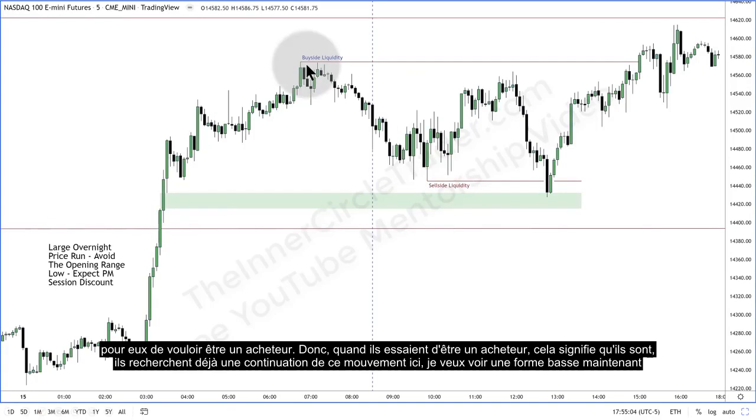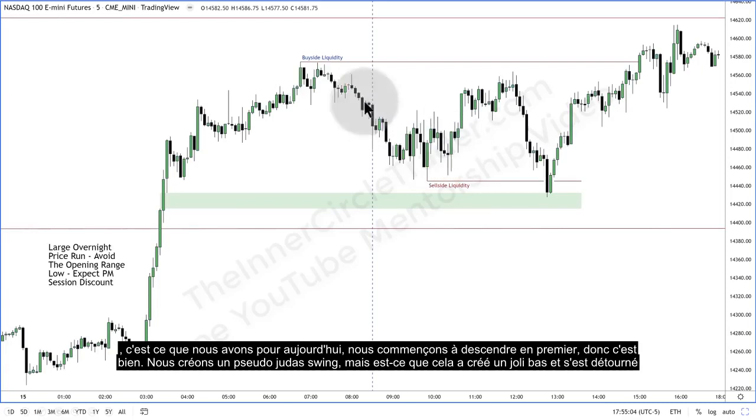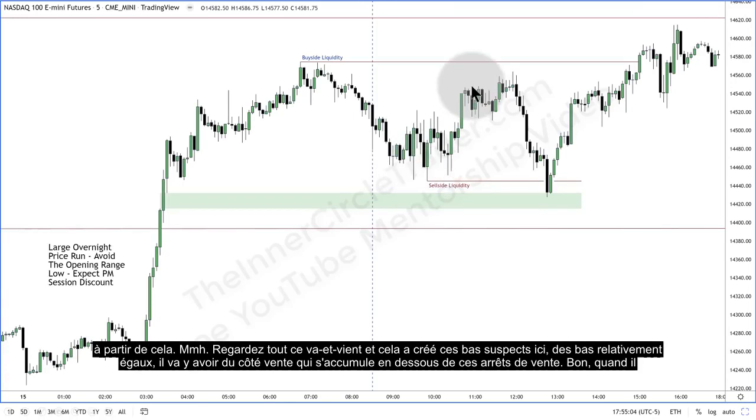I want to see a low form. Now, this is what we have for today. We start going lower first, so that's good. We create a pseudo Judas swing. But did it create a nice low and turn away from it? Look at all this back and forth. And it created these suspect lows in here.